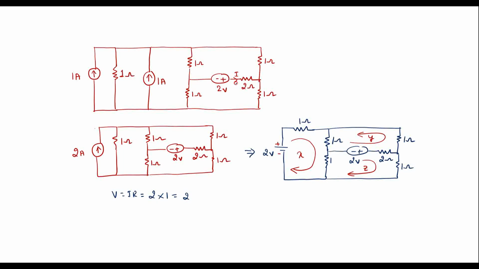Now we'll find I. Here we can observe that current I is nothing but Y plus Z. Current I is flowing in the 2 ohm resistor, and in the 2 ohm resistor, both Y and Z are flowing in the same direction. So I can be Y plus Z.